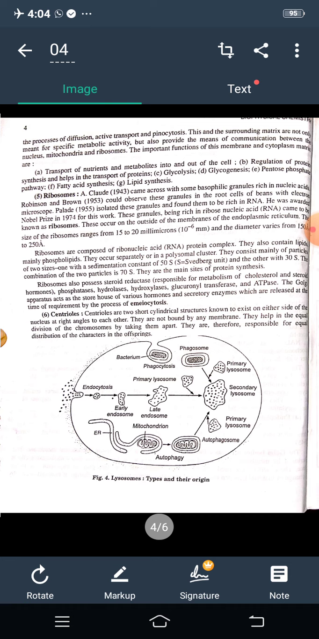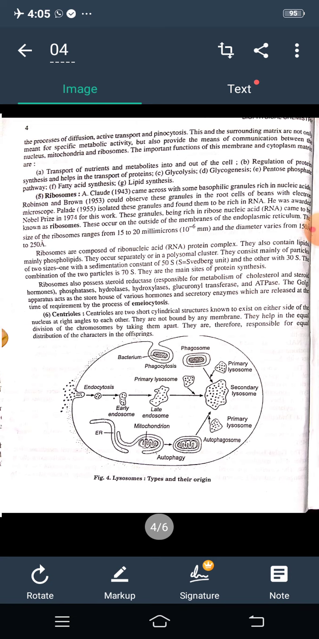Then centrioles. Centrioles are two short cylindrical structures known to exist to either side of the nucleus at right angles to each other. They are not bound by any membrane. They help in the equal division of the chromosomes by pulling them apart. They are therefore responsible for equal distribution of the characters in the offspring. Lysosomes, as shown in the diagram, types and their origin. This is shown in the diagram.